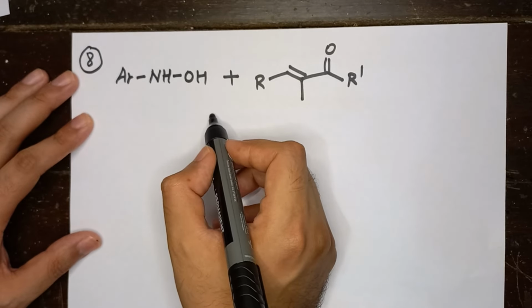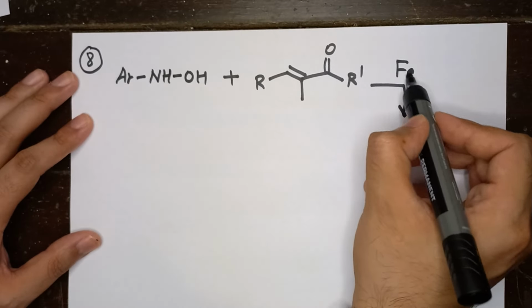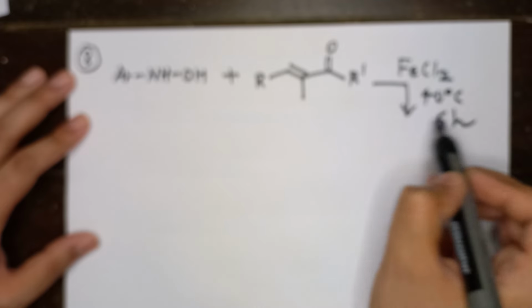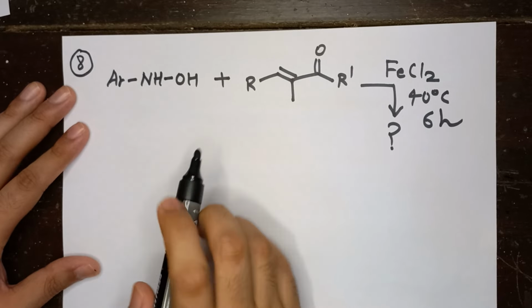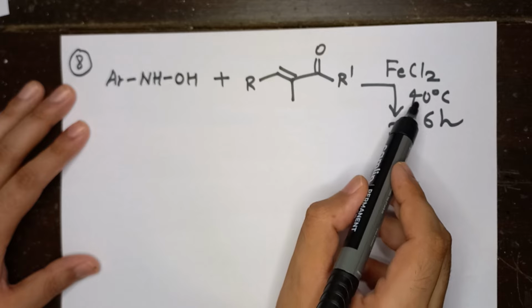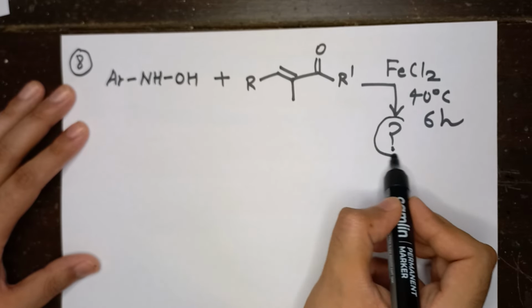In presence of ferrous chloride, 40 degrees Celsius for 6 hours. So what is the product? So we are reacting this molecule with alkene in presence of ferrous chloride, 40 degrees Celsius for 6 hours. So feel free to pause the video and find out the product.